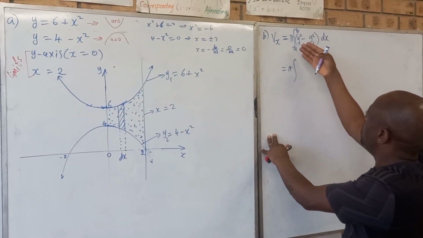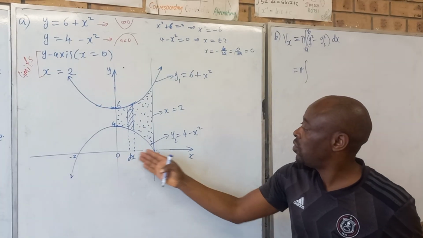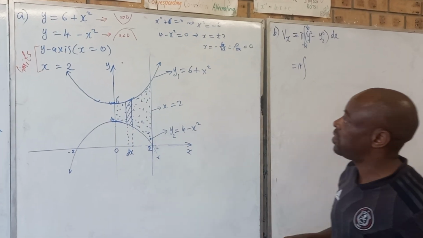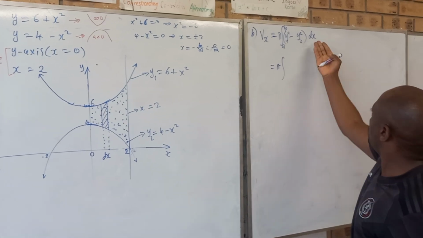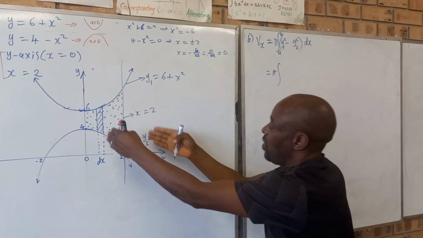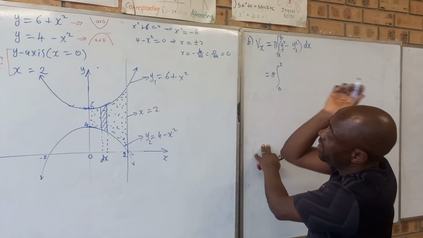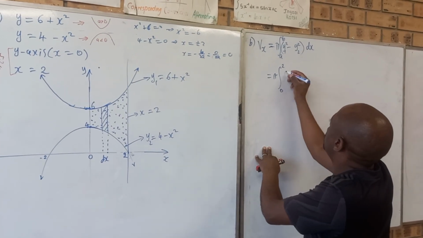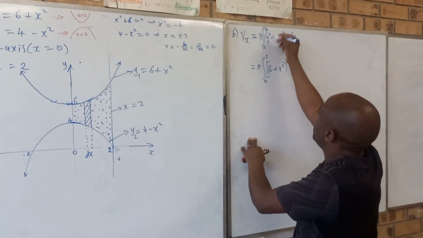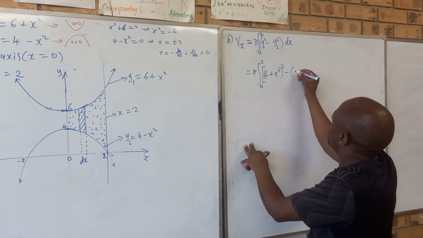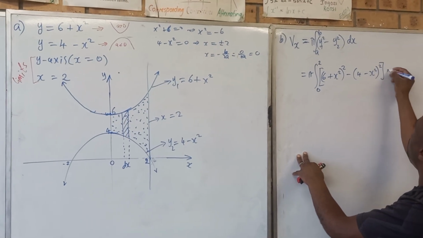If I substitute the values a and b, which are the limits I can see on the x-axis, from 0 to 2, that's where my shading takes place. Your formula reminds you that you must use limits on the x-axis. So I have 0 to 2, and you see your y1: our y1 is 6 plus x squared. This time we are reminded to square it. y2 is 4 minus x squared. We are also reminded to square it.